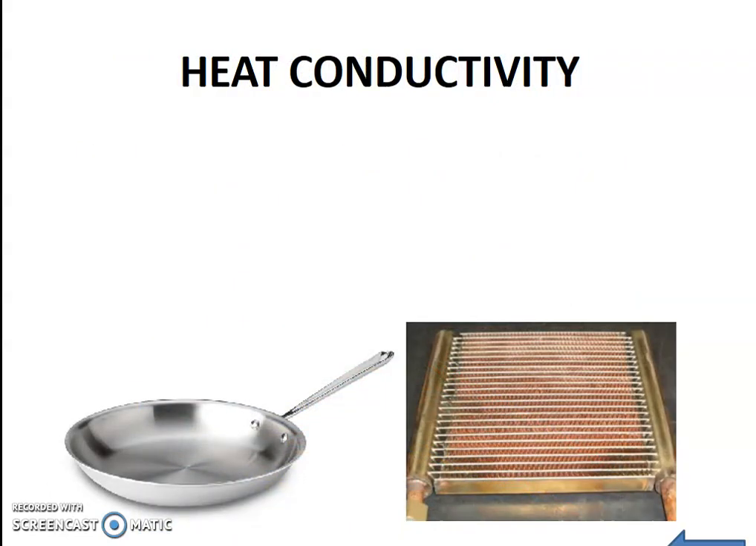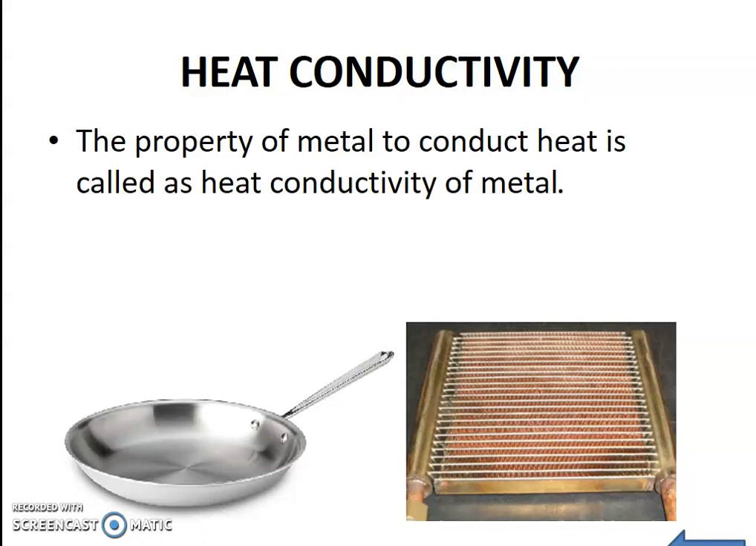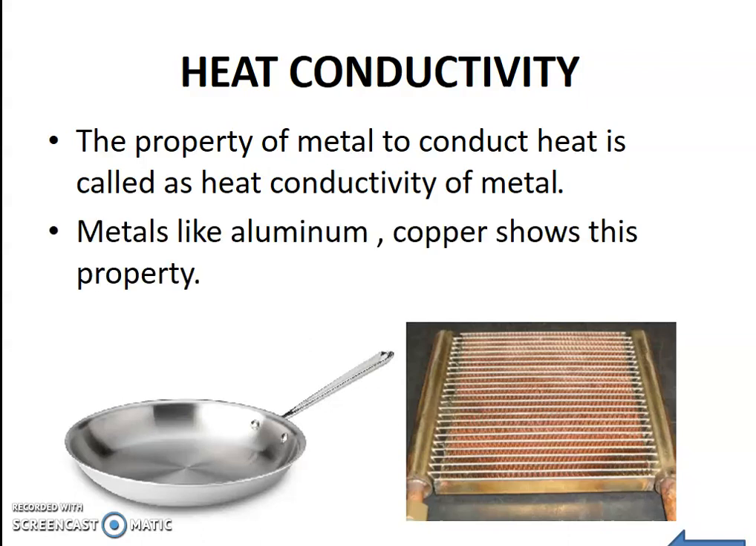Heat conductivity. It is used for making utensils at home. It is used for making geysers, hot plates, refrigerator coils. It is the property of metal to conduct heat. It is called heat conductivity. Metals like aluminum and copper show this property.